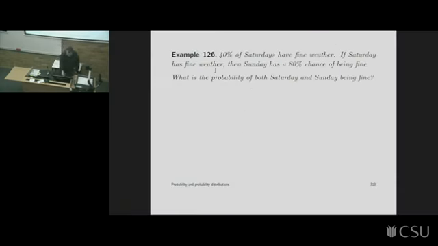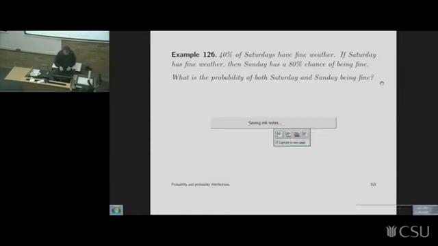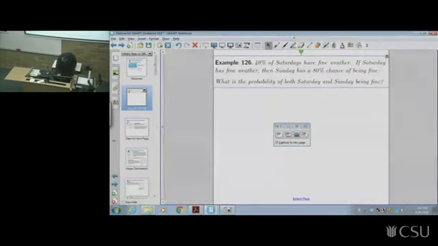So here's an example. It's a made-up example, but it gives the idea. 40% of Saturdays have fine weather, and if we know that Saturday's a sunny day, like it was this weekend at least, then there's an 80% chance that Sunday is also fine weather. What's the probability that on any given weekend, both the Saturday and Sunday are fine?